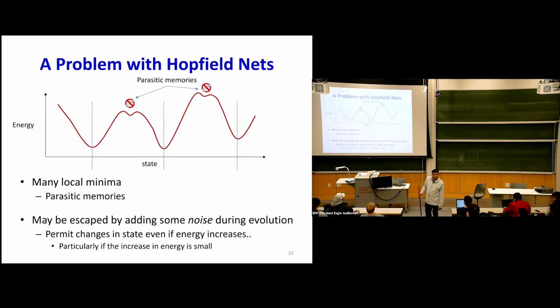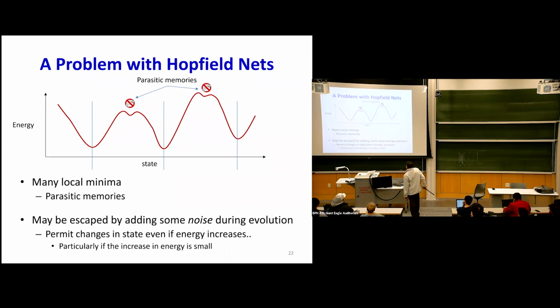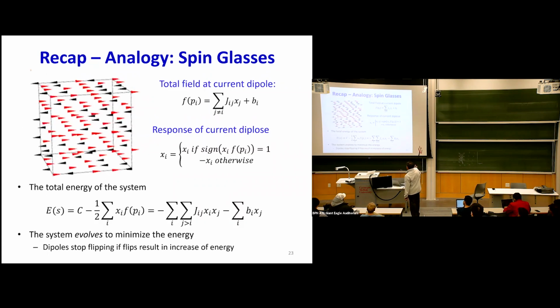So we would like to give the network a chance to escape from these little energy wells, which means that as it evolves, if it arrives at some point, you want to nudge it out and then let it go back. Hopefully it will come out of this little well and roll down to where it's supposed to go. And so to see how we could do that, we want to add some noise during evolution.